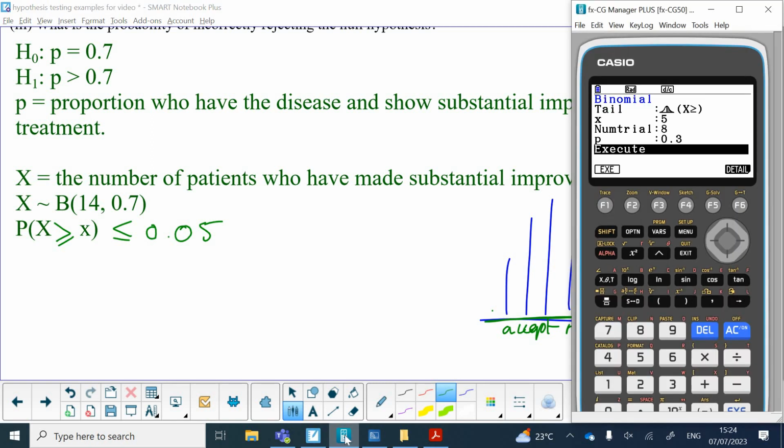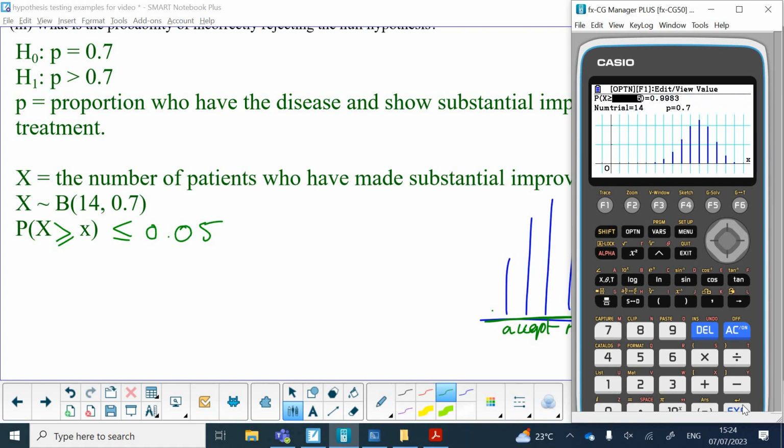So here we go. I'm on binomial, I want to do greater than. I don't know what x is, so I'll just leave it at 5 at the minute. We've got 14 trials, and the chance of success is 0.7. And we go execute. I'm going to change the probability to be 0.05 because I want to find out what x is when my probability is less than or equal to 0.05. It hasn't given me 0.05, but it's given me something close. So I'm going to write down the probability x is greater than or equal to 12 is 0.161.